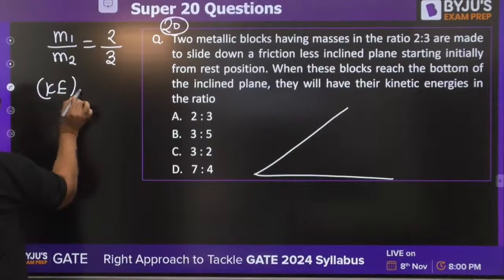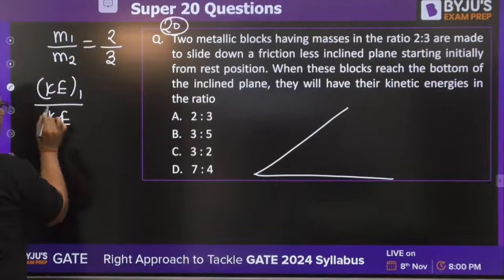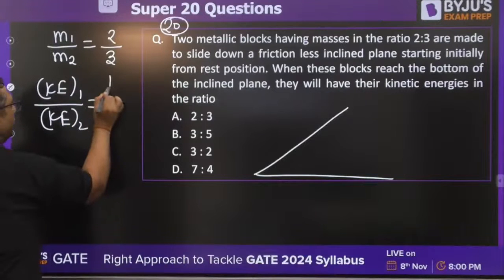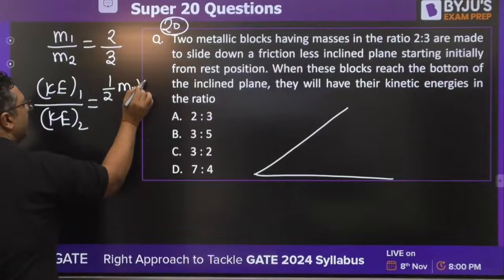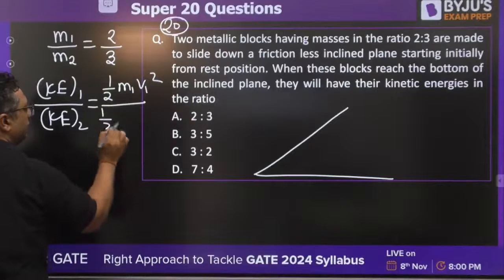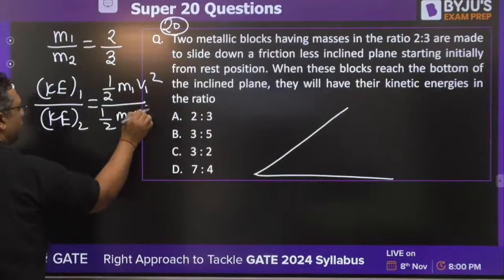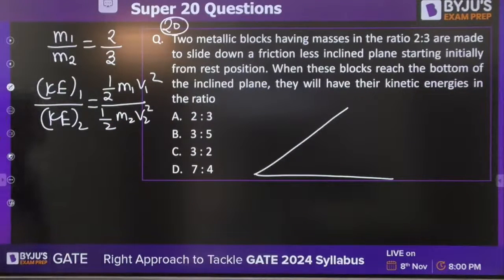Kinetic energy of 1, kinetic energy of 2. Half M1 V1 square, half M2 V2 square.